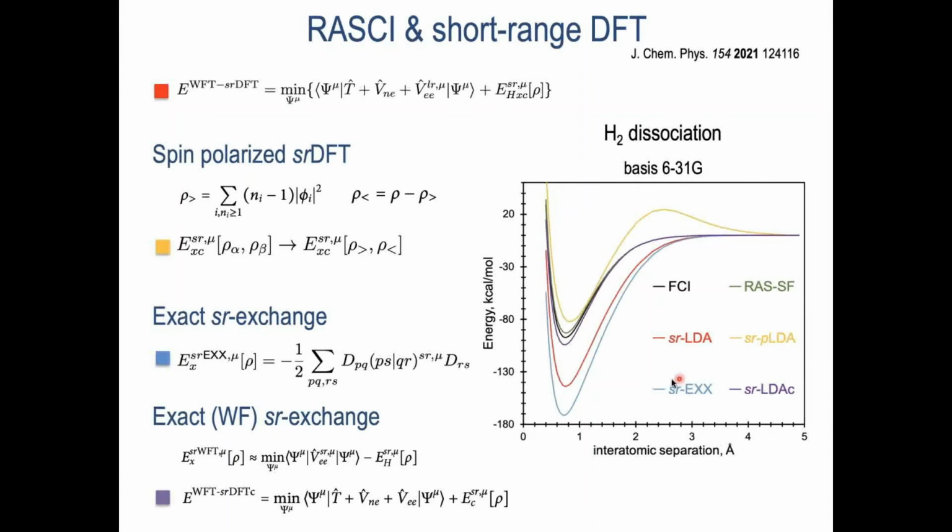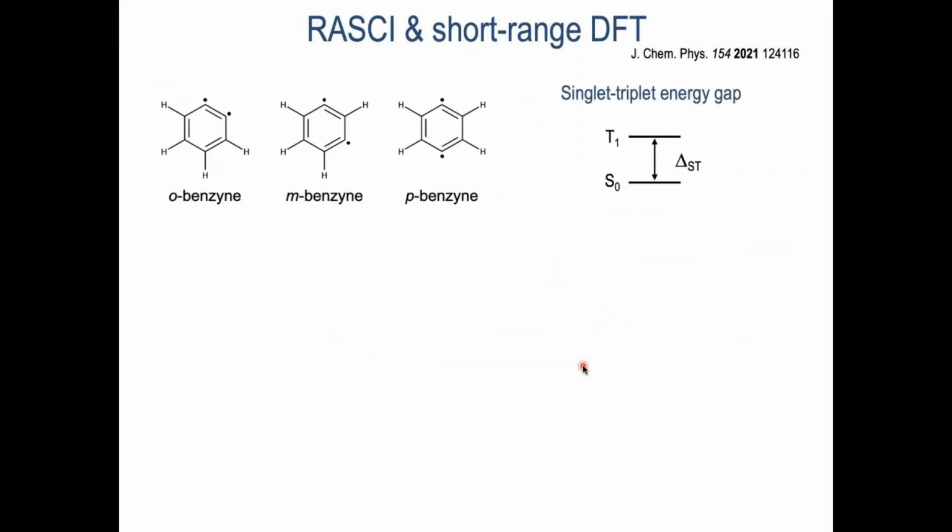And then if we replace the short range DFT exchange by Hartree-Fock, actually we get even worse results. And the only situation that actually improves things or gets closer to full CI is when we use this exact or wave function short range exchange, meaning that DFT only takes care of correlation. And now we are closer to the full CI and also to the wave function only solution. Now, this was for the ground state of H2.